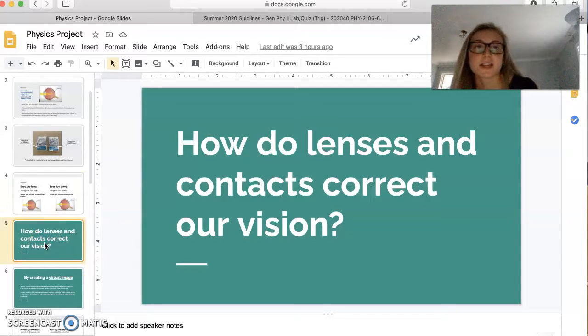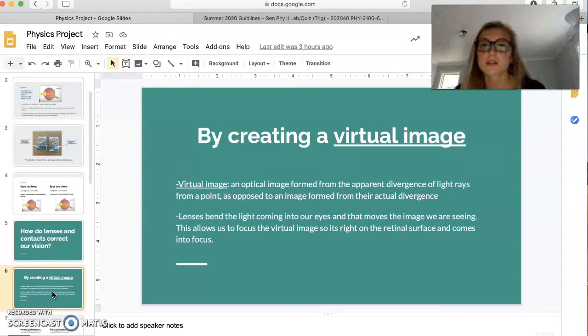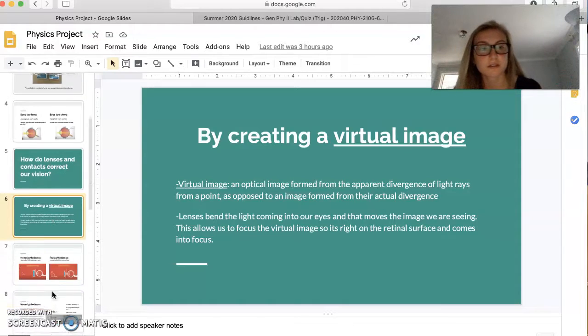How do lenses and contacts correct our vision? Lenses and contacts basically create a virtual image. A virtual image is an optical image formed from the apparent divergence of light rays from a point, as opposed to an image formed from their actual divergence. So, not a real image. Lenses bend the light coming into our eyes that move the image we are seeing. This allows us to focus the virtual image so it's upright on the retinal surface and comes into focus.